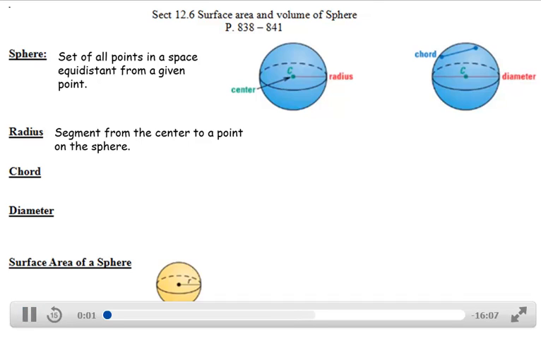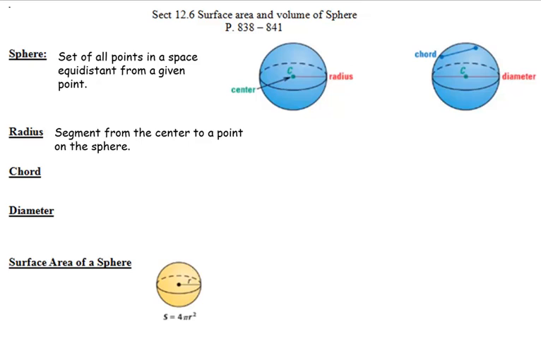Okay, everyone, it's been a long haul, but here's the last slide for this unit, 12.6, surface area and volume of spheres. So spheres are a little special. We put them all, surface area and volume, in one section. So let's look at the definitions here.